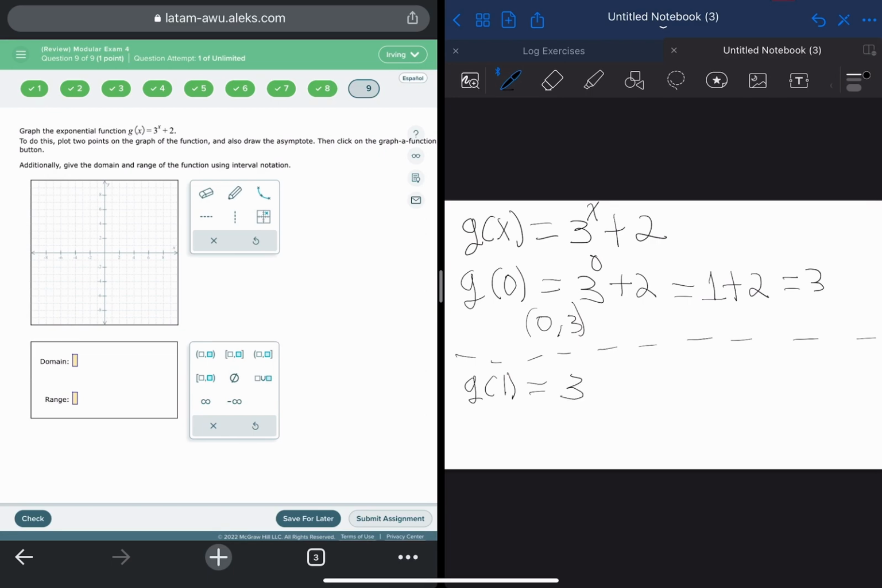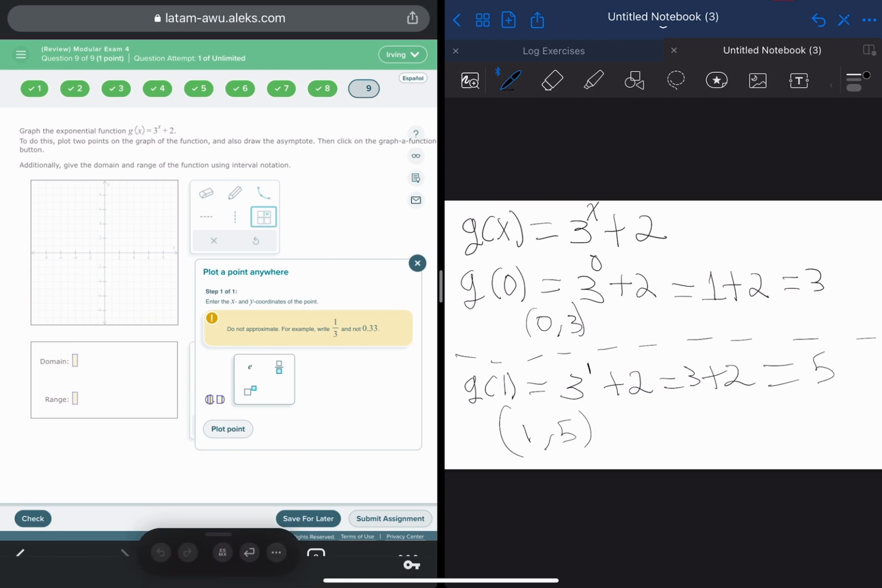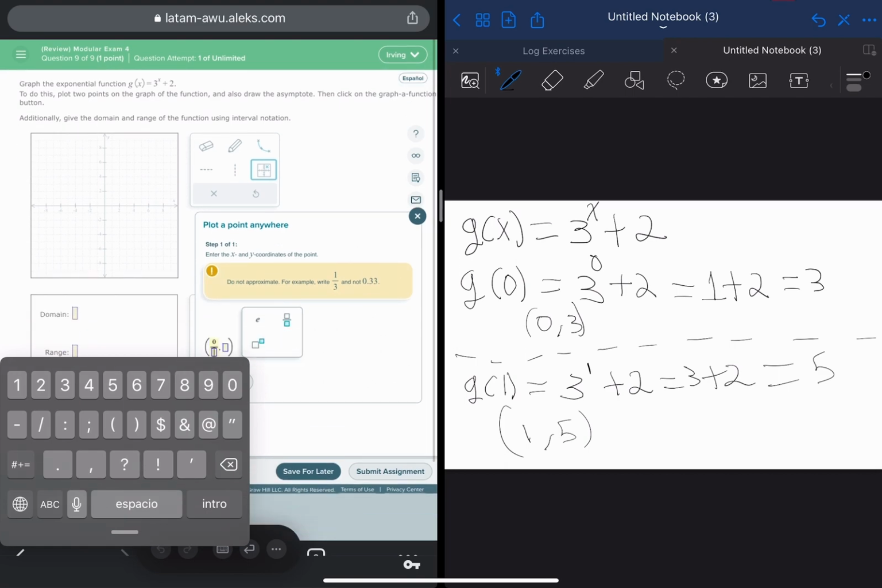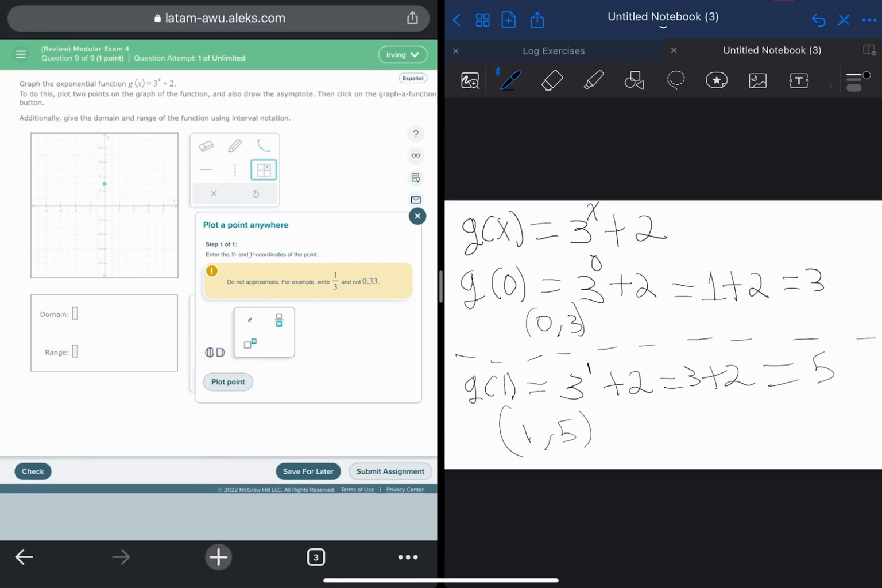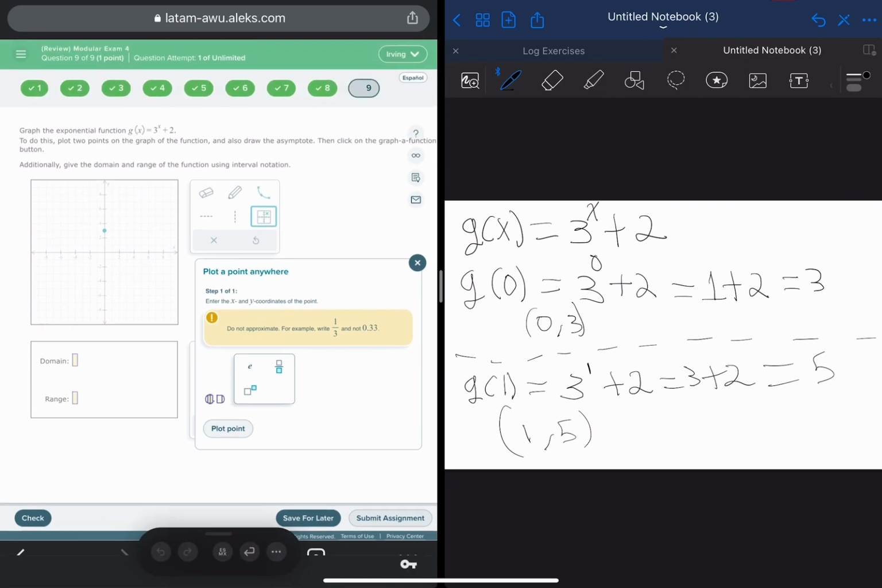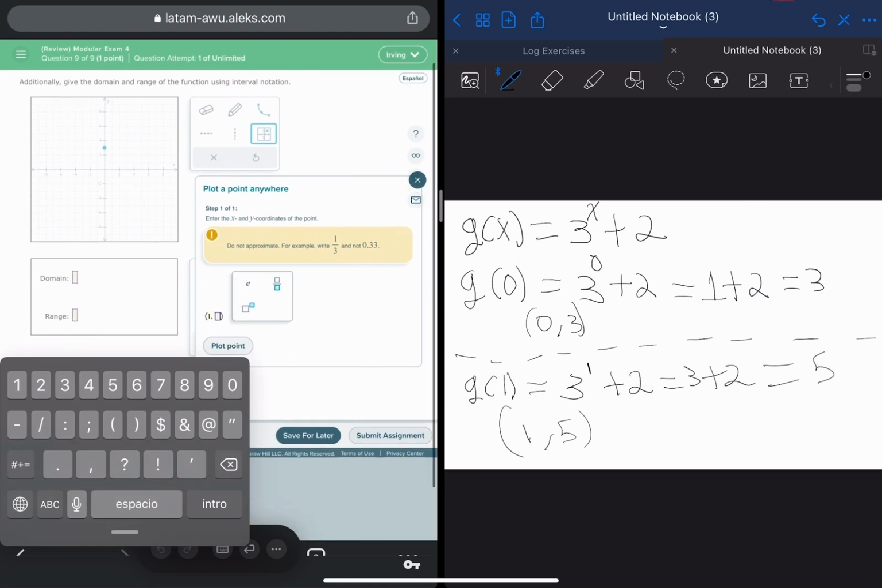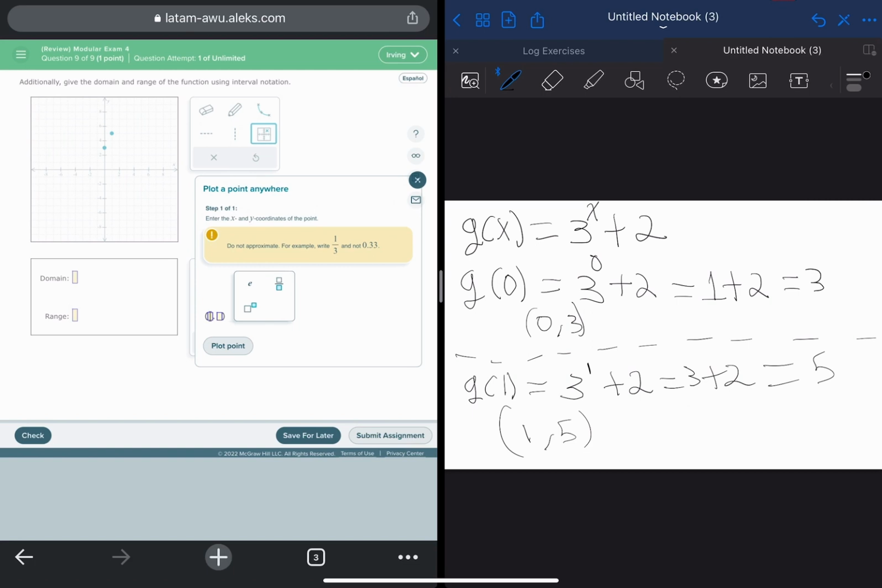That is 3 to the 1 plus 2. 3 to the 1 is 3 plus 2, that is 5. The second point that I can add here is (1, 5), just like that. And I'm going to use my Alex tool here to add those points. The first one is (0, 3), plot, and the second one, (1, 5), plot point. I have my 2 points there, so I no longer need this.